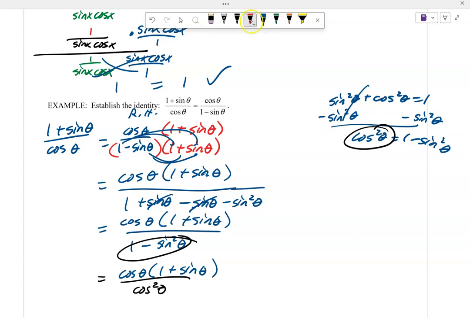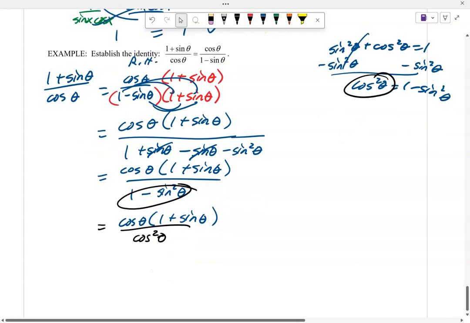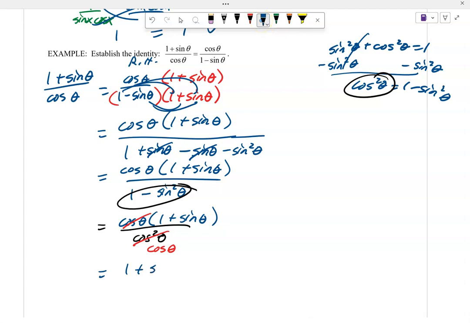Now notice one of these will cancel. I have 2 cosines on the bottom, 1 on the top, so it leaves me with 1 left over. So this just ends up with 1 plus sine over the cosine. And notice how that's equal to the left-hand side. Done, right? Now, could we have done it with the left-hand side? Sure, we could do it with the left-hand side.